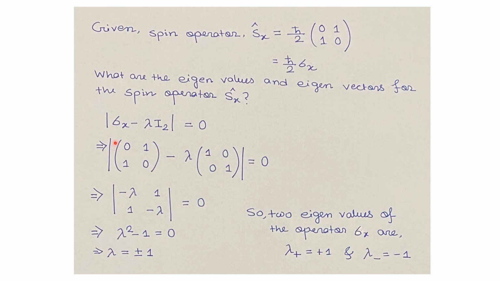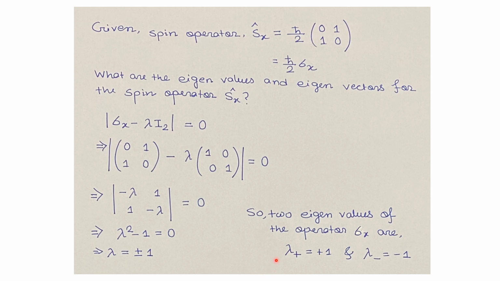If we write this whole thing in the matrix form, then it will become the determinant of the matrix 0, 1, 1, 0, that is the sigma x matrix, minus lambda times the I2 matrix, that is 1, 0, 0, 1, equals 0. So it will give the determinant of [minus lambda, 1; 1, minus lambda] equals 0. So we'll get lambda squared minus 1 equals 0. So lambda equals plus minus 1. Hence the eigenvalues for the Pauli matrix sigma x are plus minus 1.